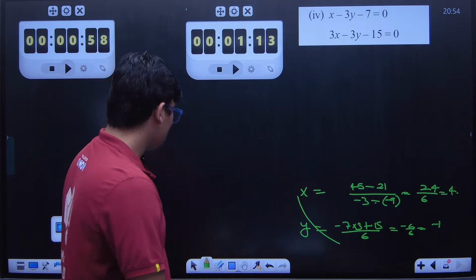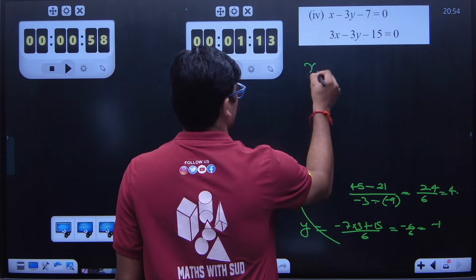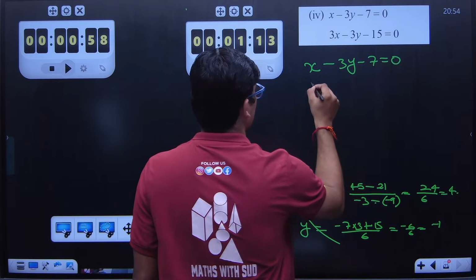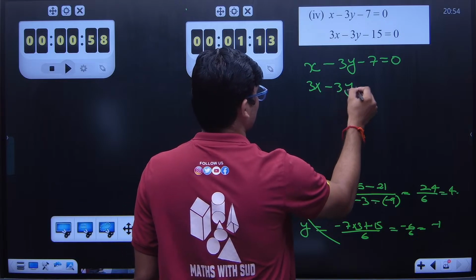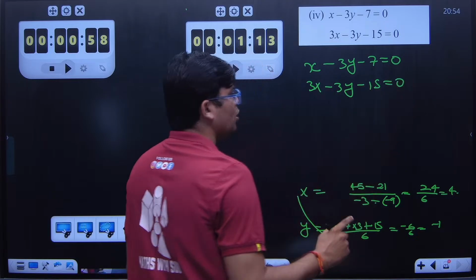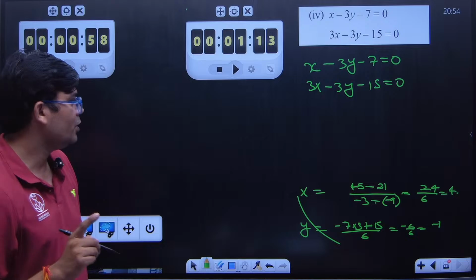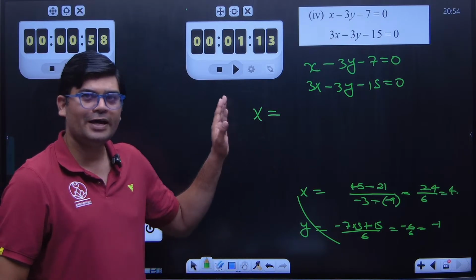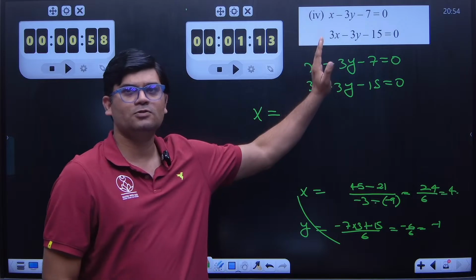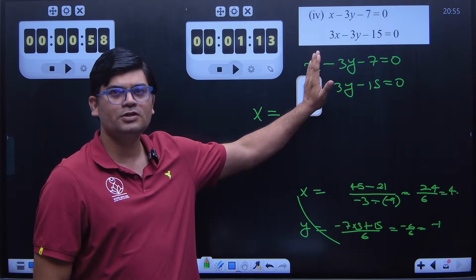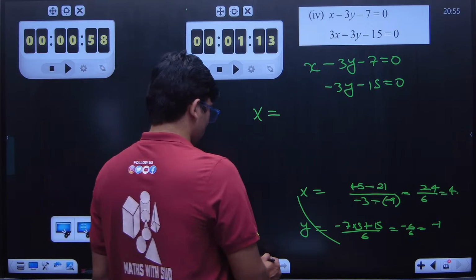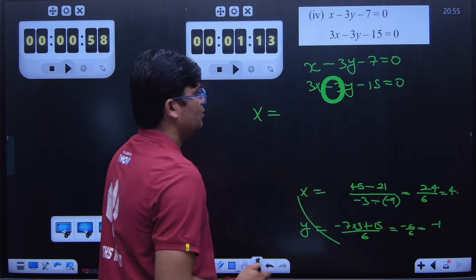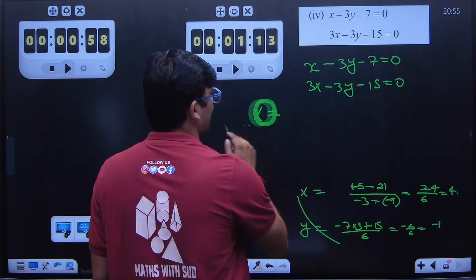How this works, I am again telling you, see this. The equations were x minus 3y minus 7 is equal to 0, and 3x minus 3y minus 15 is equal to 0. Now you have to see only the coefficients. When you are finding the value of x, the coefficient that you are going to miss is for x only. After that, what is the next coefficient that you can see? Tell me. You will see this coefficient, okay? Minus 3 and minus 15.